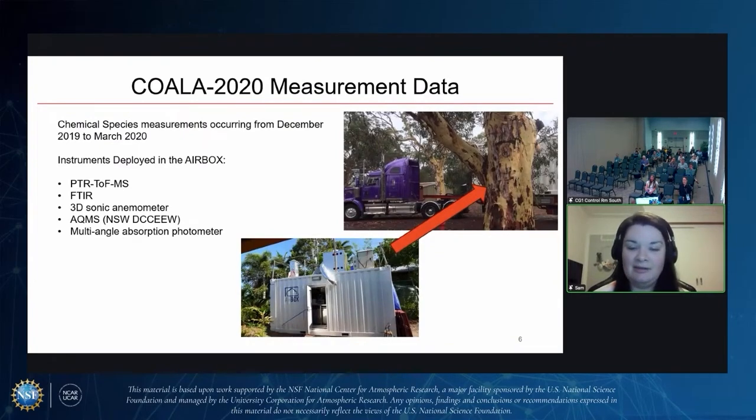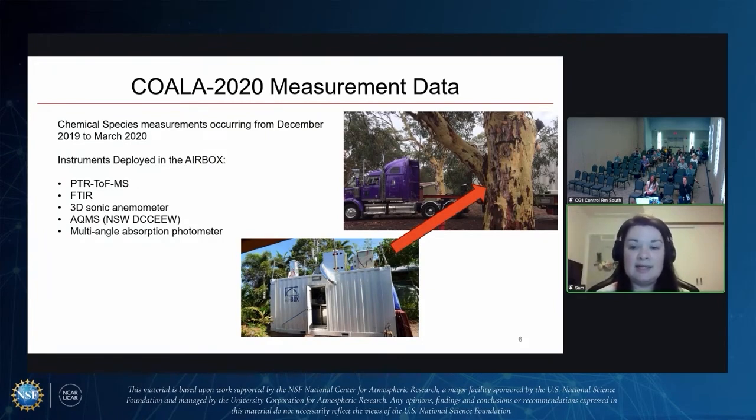So this is one of the best images I was able to get from the actual KOALA site. On the back of this large truck, there was this airbox, which was deployed and had multiple instruments present in it. Each of these instruments was running at some point during the December 2019 to March 2020 period. There's a large mast on top of the box, and that's about 20 meters high.